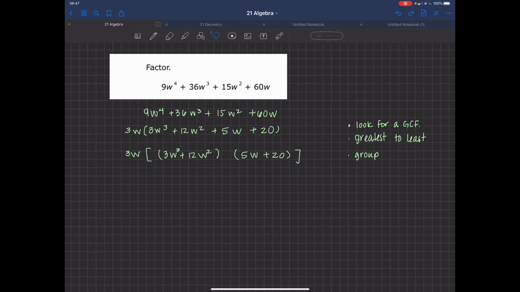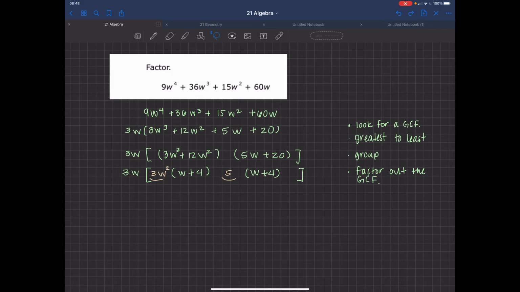I understand that I have that 3w on the outside of the bracket. Just leave it there. Every time you rewrite a new line, you're writing a new equation, so don't go all the way back up. You want to just go back to the previous line, hoping that you've done it correctly. So now we have 3w bracket, my GCF is 3w squared from the first set. So I take out 3w squared and I'm left with w plus 4. For the second set, my GCF is 5, so I take out the 5 and I'm left with w plus 4.